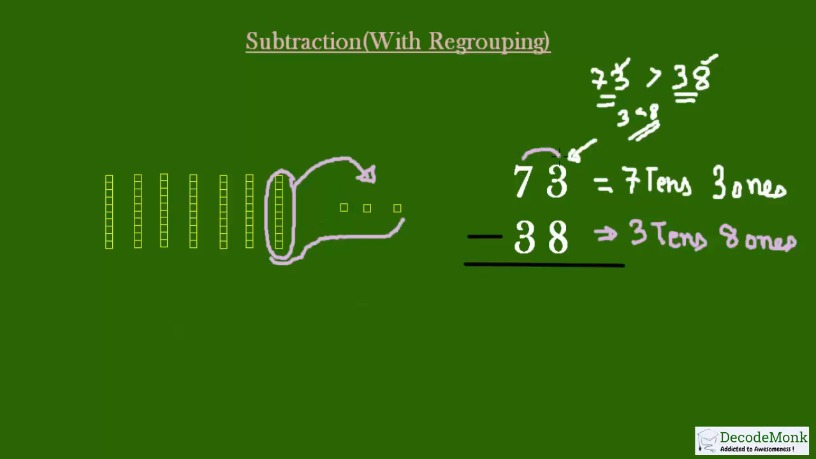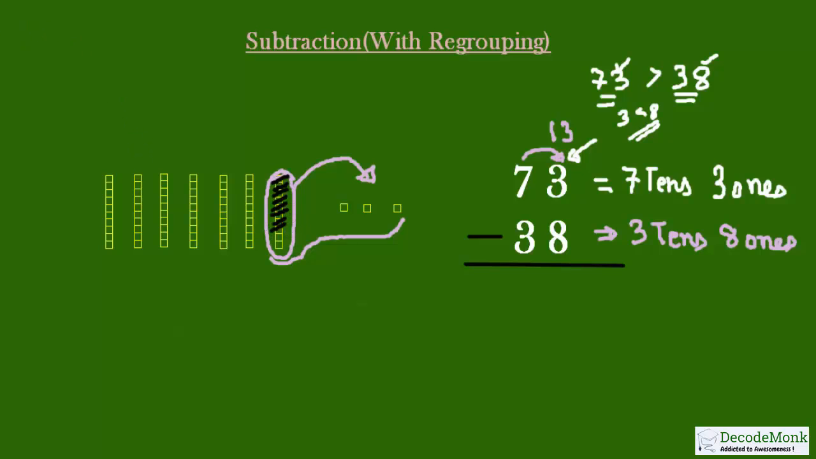So if I borrow 1 ten from 7, this 3 will become 13. Now from 13 we will subtract 8. If you subtract 8 from 13, here you have as a whole 13 small blocks. So we subtract 8: 1, 2, 3, 4, 5, 6, 7 and 8.